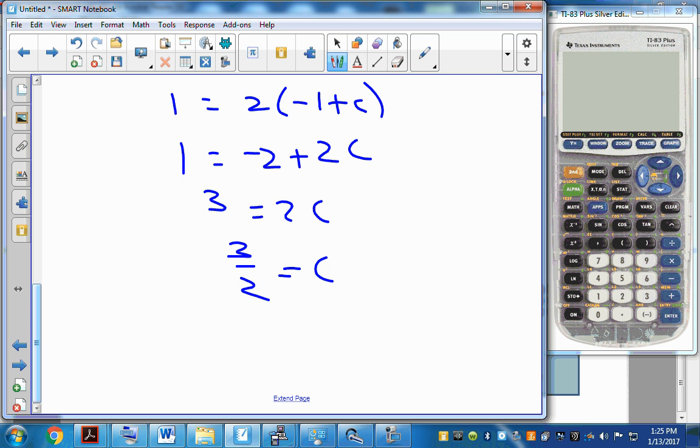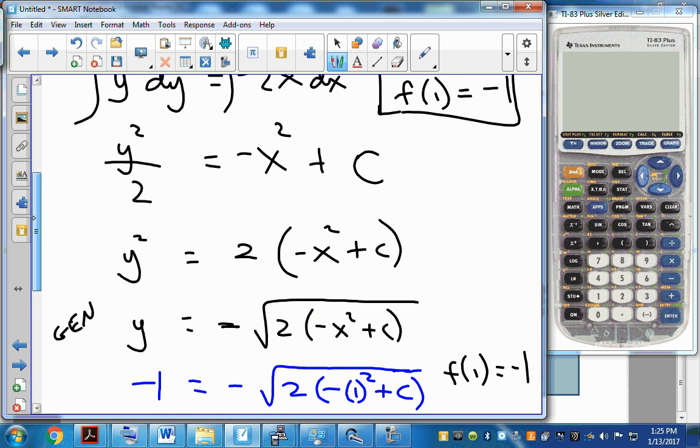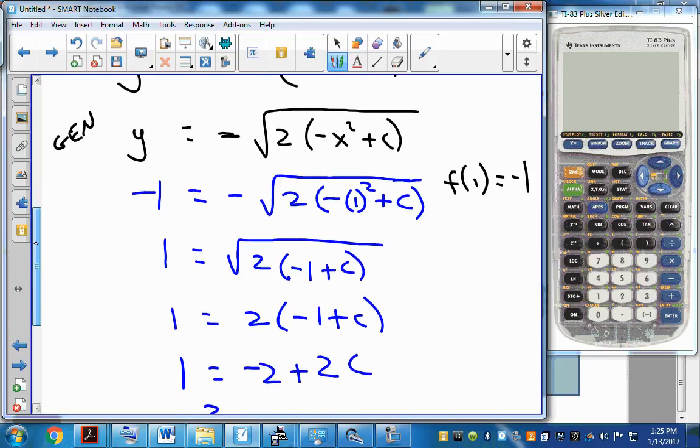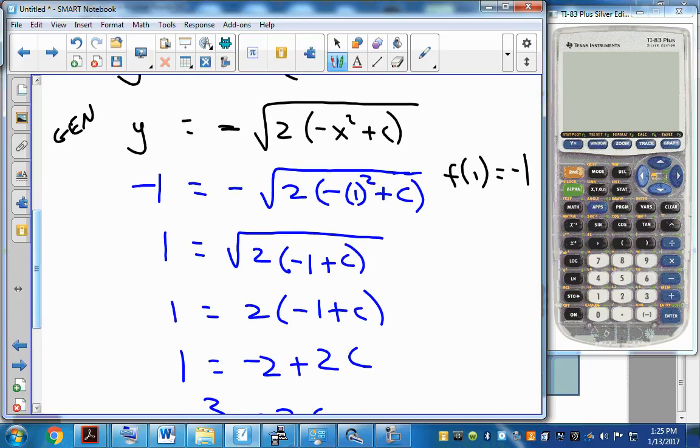Okay, so if all my arithmetic is right, let's see, I put -1 right here, right? So y is -1. And for x, I put in 1. So I put that in right there.